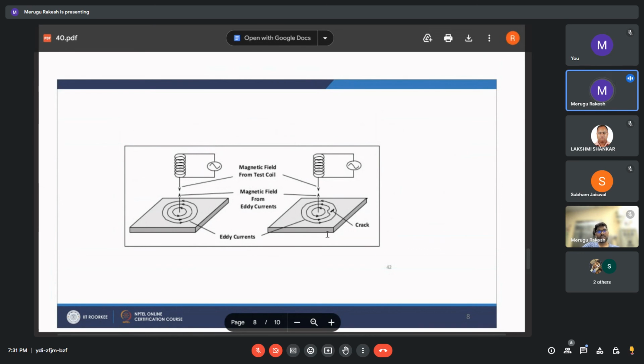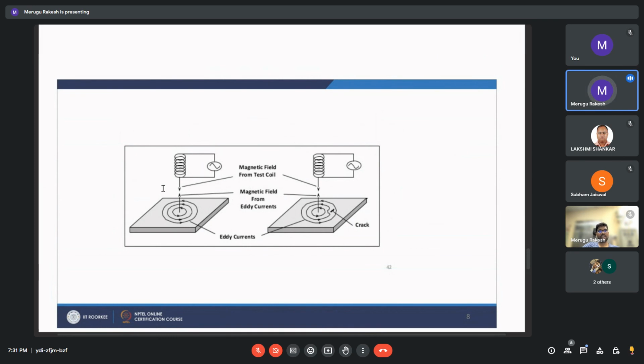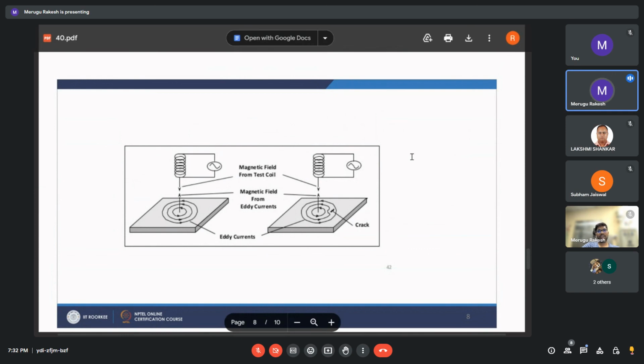This is a two-step process. First you have to do it on a surface where there is no crack, then note the readings, phase difference, everything, then do it on a crack. If there is any crack, these eddy currents are disturbed. Based on that we can get the phase difference and measure the crack.